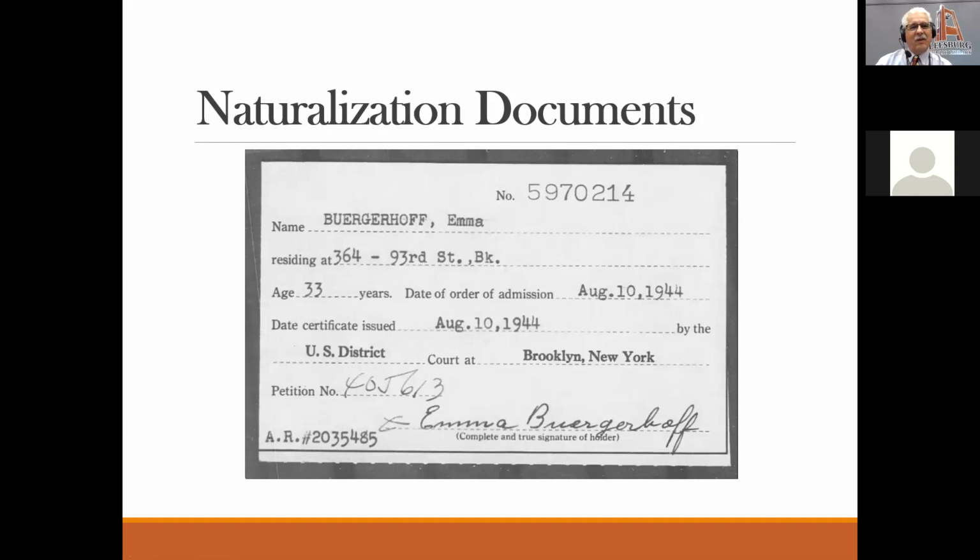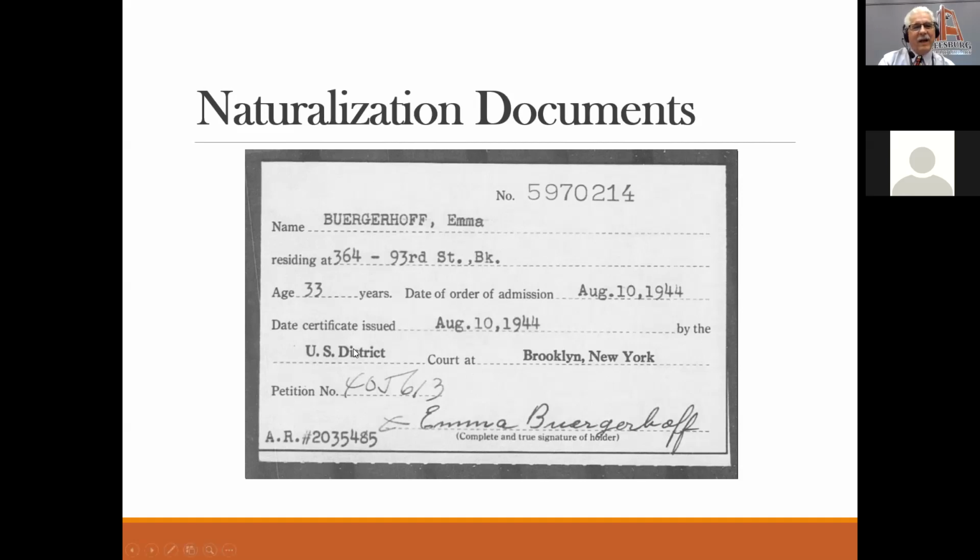Naturalization documents are also really, really good. And now Emma was the mother of my best friend Richard, and that's where they lived when I knew them. So they had been in that apartment for a long time, and it gave her age, when she became a citizen, the date the certificate was issued, and in which court. And that's important because if you can find this index card, it gives you everything you need to know to find all the original records.